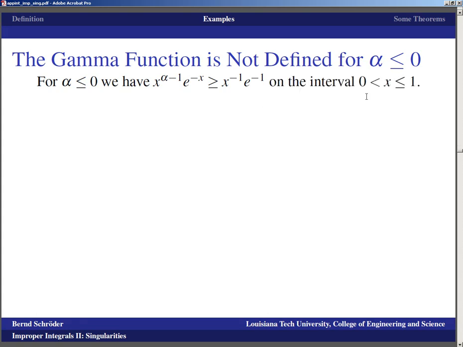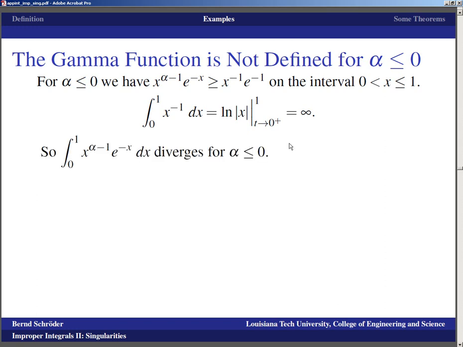And, well, that's on the interval for x between 0 and 1. And what we do know is the integral from 0 to 1 of x to the negative 1 dx. That's ln x absolute value for t going to 0 from above to 1. And that's infinity because as t approaches 0, the logarithm goes to minus infinity, and the minus gives us a plus infinity. And so that means that these integrals must diverge for alpha less than or equal than 0 because they are greater than something that is already infinite.